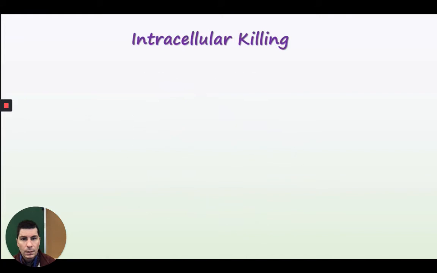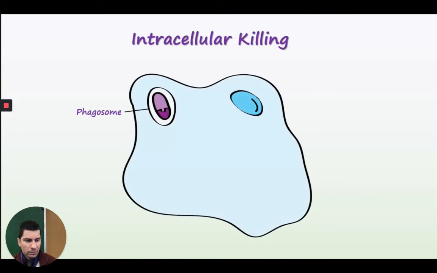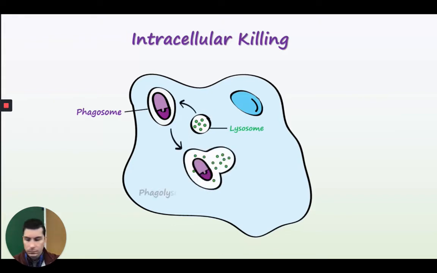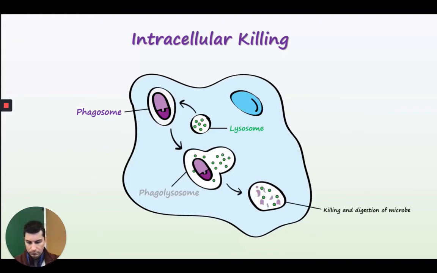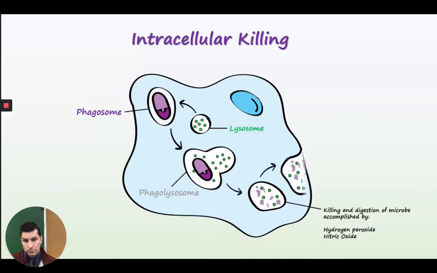Once inside the cell, the phagosome fuses with the cytoplasmic lysosome, forming a phagolysosome. The lysosome contains antibacterial molecules and enzymes that can kill and digest the microbe. Intracellular killing is accomplished through several mechanisms, including toxic reactive oxygen species, such as hydrogen peroxide, and nitrogen-containing species, like nitric oxide. Any indigestible material is then removed through exocytosis.